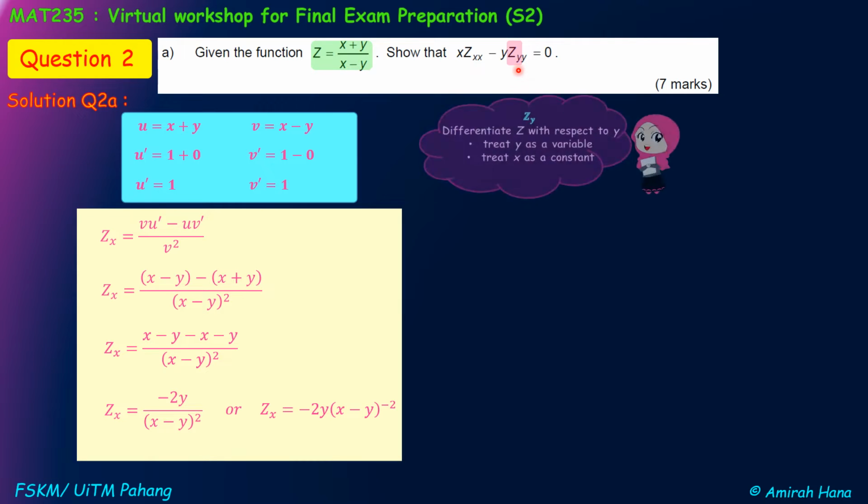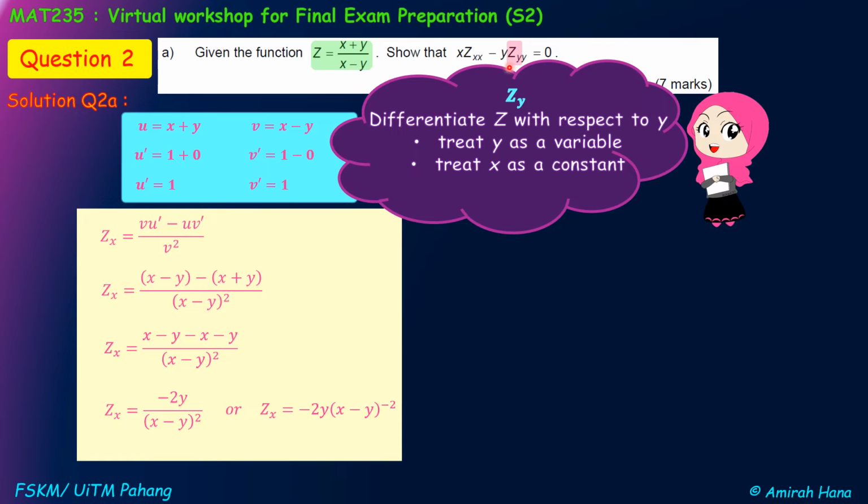What is zy? zy means we differentiate z with respect to y, we treat y as a variable, and at the same time, we treat x as a constant. Let's say we consider our z equals 1 plus y over 1 minus y. Let's say our x equals a constant and y is a variable.